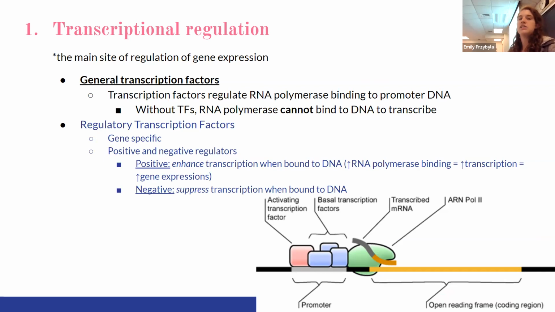Transcriptional regulation is your main site of regulation of gene expression. This is where you're mainly doing your regulation, which will probably make sense as to why, because this is a lot more powerful than the other ones when you think about it. So we have two types of transcription factors involved. We have our general transcription factors, which just regulate RNA polymerase binding. If RNA polymerase can't bind DNA, transcription can't occur. Regulatory transcription factors are more gene specific, and they can be positive or negative. If it's positive, it's enhancing transcription, which means transcription is happening more, so we're making more protein. And if it's negative, we're suppressing transcription when it's bound.